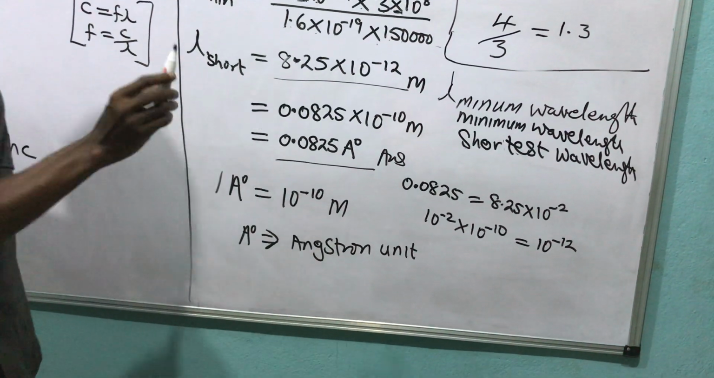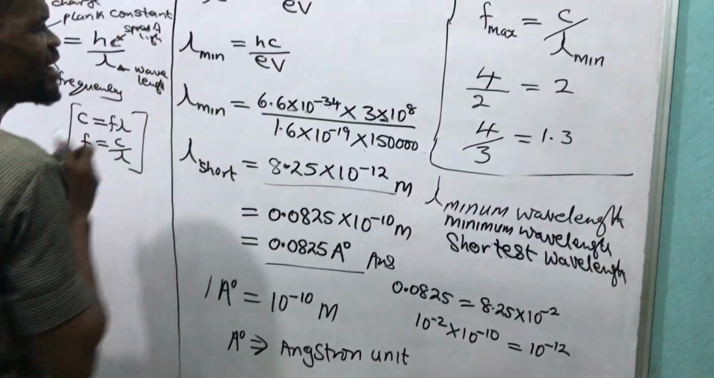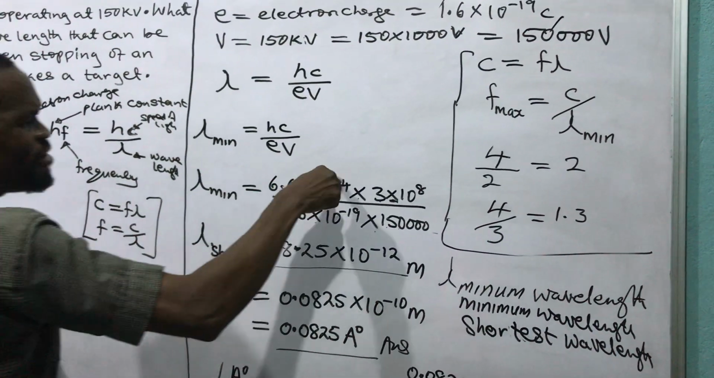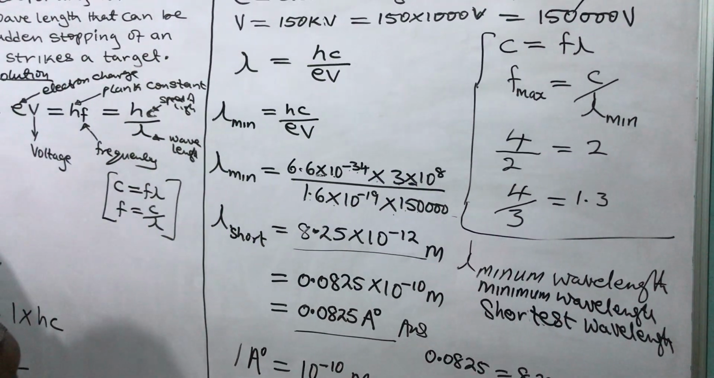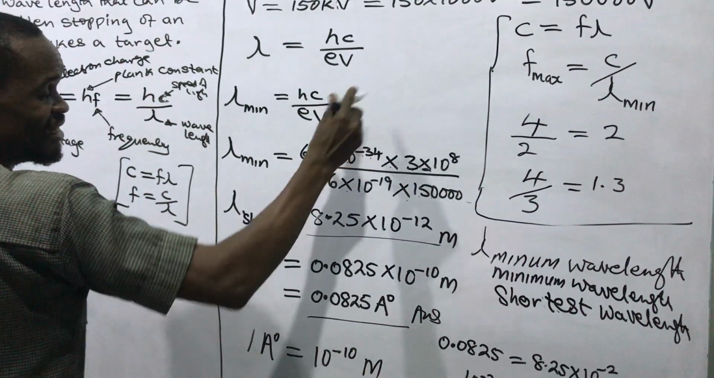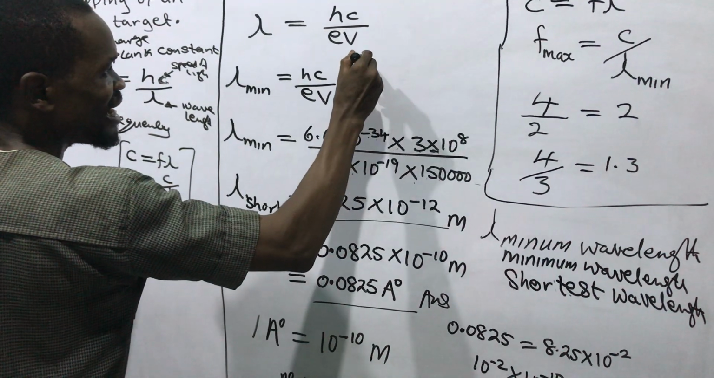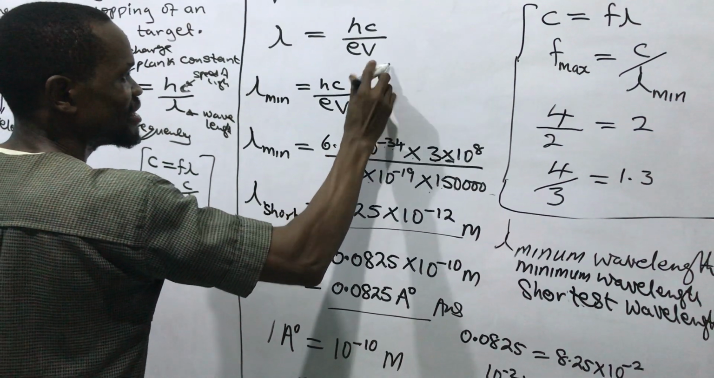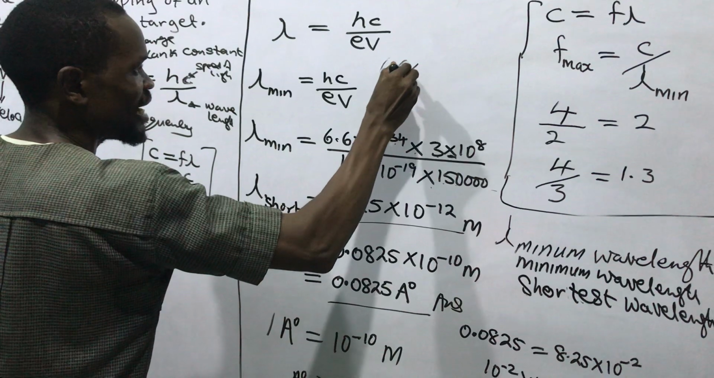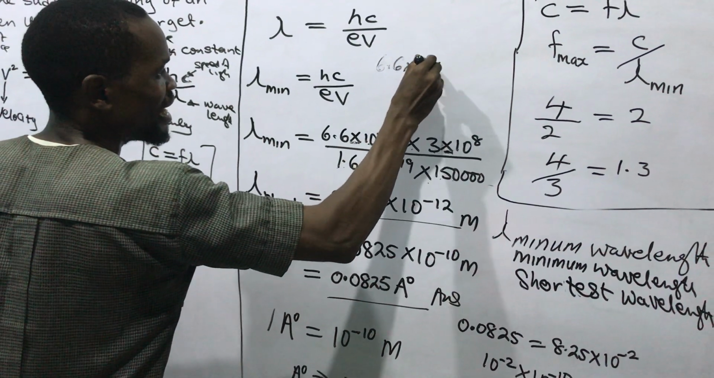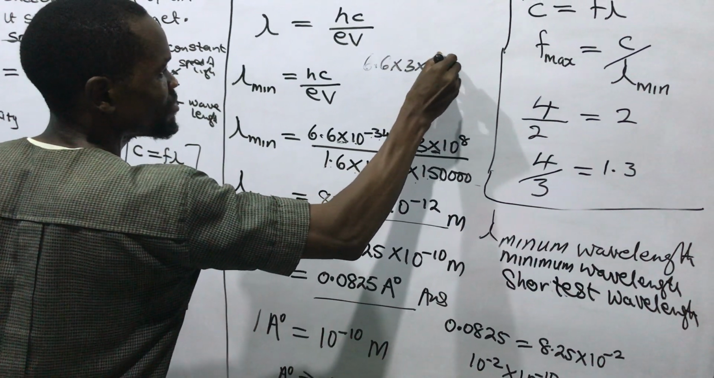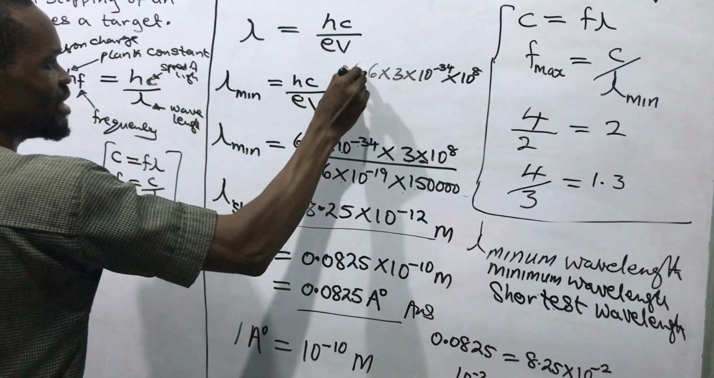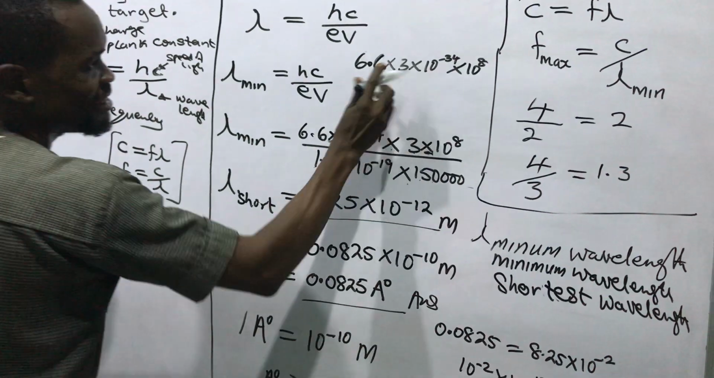Now notice that 1 Angstrom is 10 raised to power minus 10 meter. Then again, sometimes your calculator may not be able to handle the heavy power here. You can as well use indices. I can write this as 6.6 times 3 times 10 raised to power minus 34 times 10 raised to power 8. You get what I'm saying?